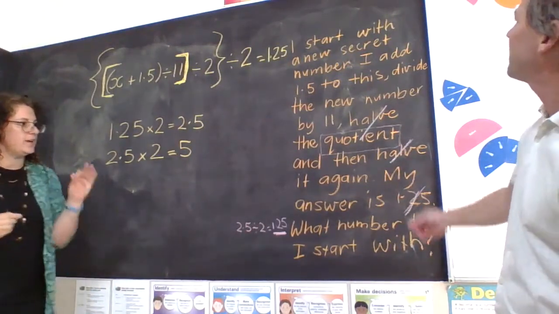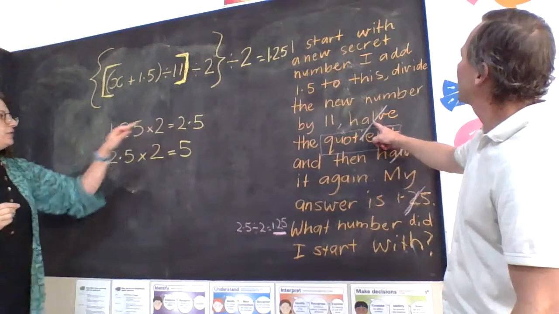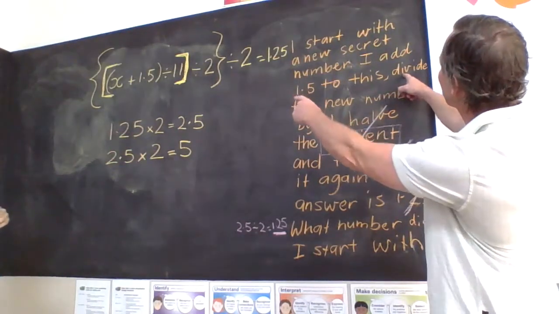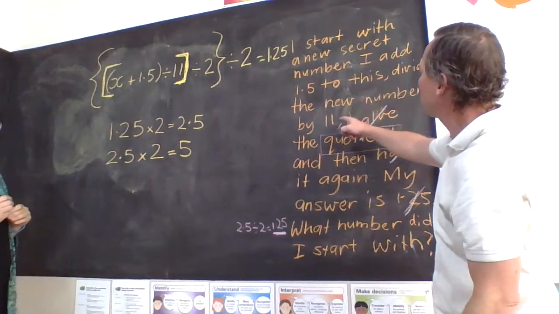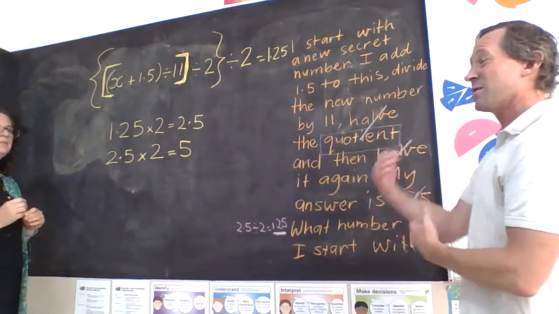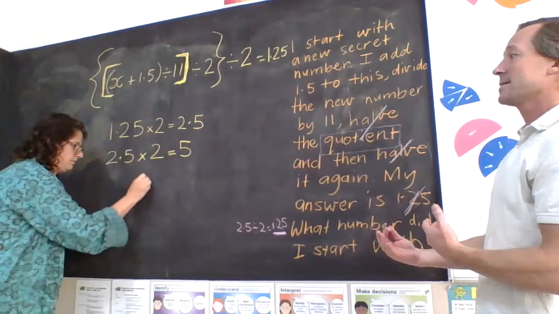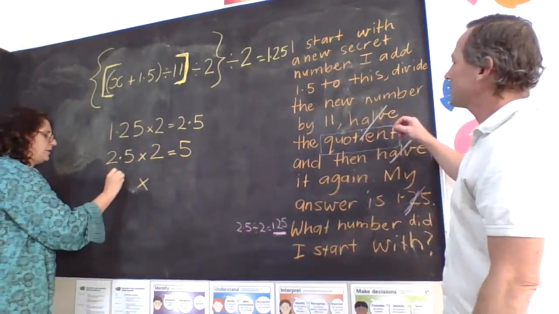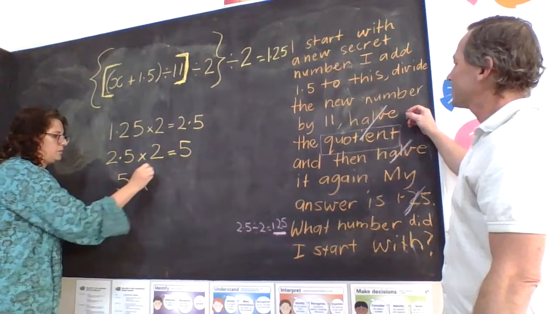So what can we cross out? We've done the opposite of halving, twice. Next one up there, you've got divide the new number by 11. So the opposite to division would be multiplication. So this answer, instead of dividing this time, I'm going to multiply.